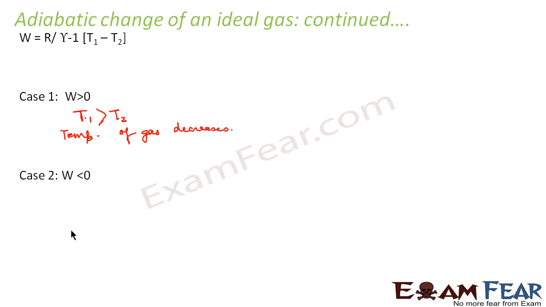In the next case, work done is less than 0 only when T1 is less than T2. That means initial temperature should be less than final temperature. So here in this case, the temperature of the gas increases. So when the temperature of the gas decreases, work is done by the gas. When the temperature of the gas increases, then work is done on the gas. So that was all about adiabatic change.